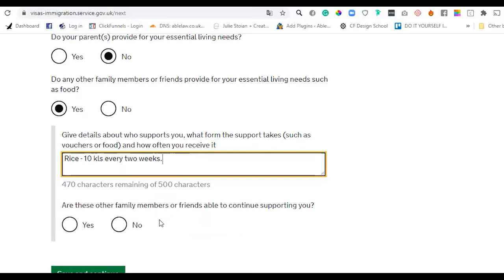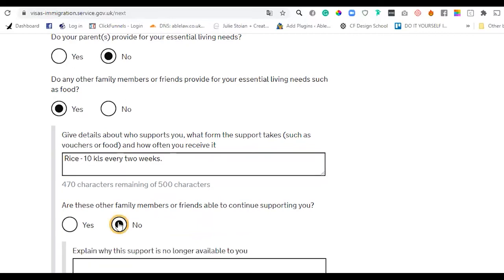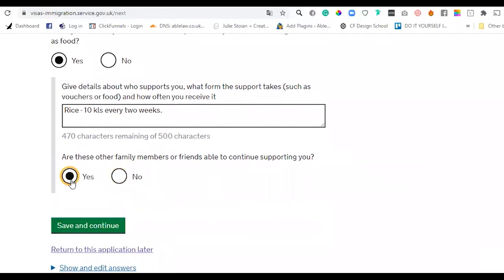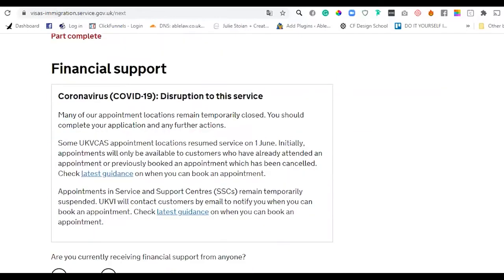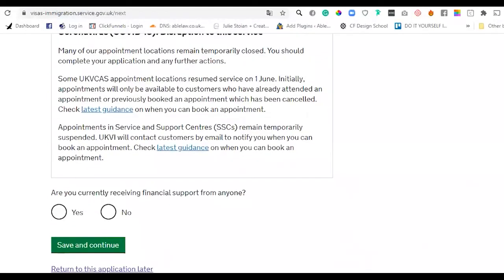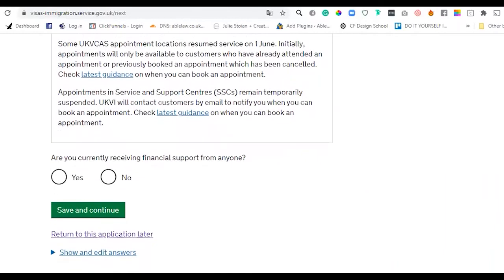Are there any family members or friends able to continue supporting you? Let's say yes. Actually, if you say yes, then they expect you to just ask for that support from a friend. So we'll put no. I will say, due to COVID-19, my friend no longer can afford to support us. Okay. All right. So then, next question: are you currently receiving financial support from anyone? Let me think of this one. Do I say yes? Do I say no? I'll say no. Okay.